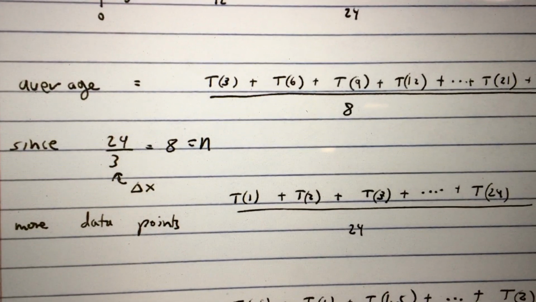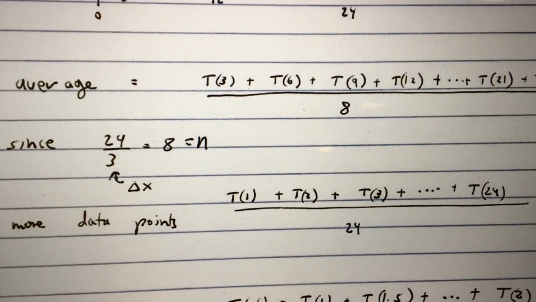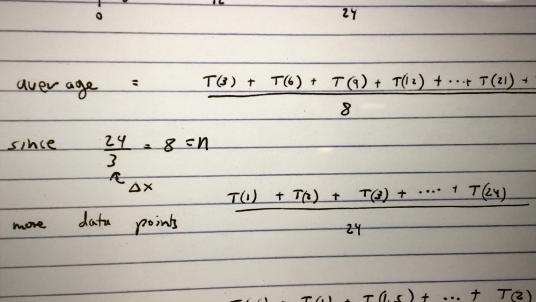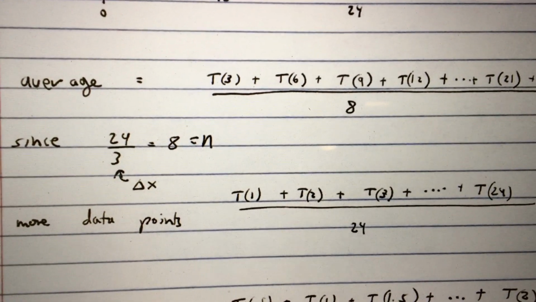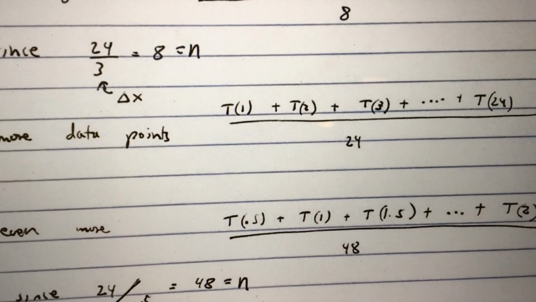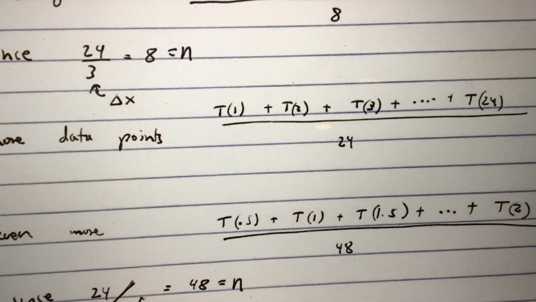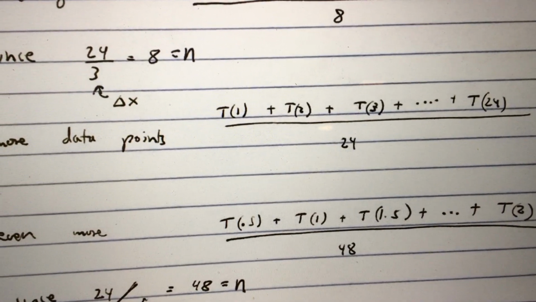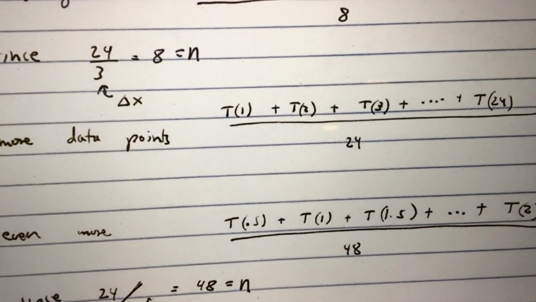So how about every hour? T of 1, T of 2, T of 3, all the way up to T of 24. And then obviously there's 24 divided by 1 equals 24 data points. Even more, how about every half hour? Now it's T of 0.5, T of 1, T of 1.5, all the way up to T of 24 again.